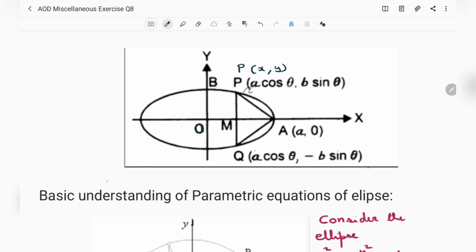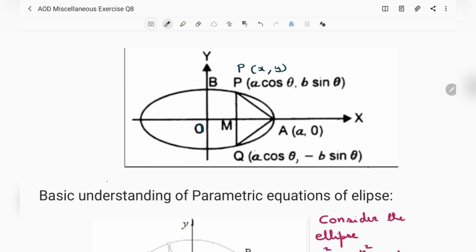Now, let us drop a perpendicular from point P on x axis and further produce it to intersect the ellipse at point Q. By geometry, we observe that the x coordinate of Q will be the same as the x coordinate of point P, that is a cos theta, and the y coordinate will be exactly negative of the y coordinate of point P. So, it is minus b sin theta. So, the coordinates of Q are (a cos theta, minus b sin theta), and this triangle APQ will be an isosceles triangle because AP and AQ will be equal in length.